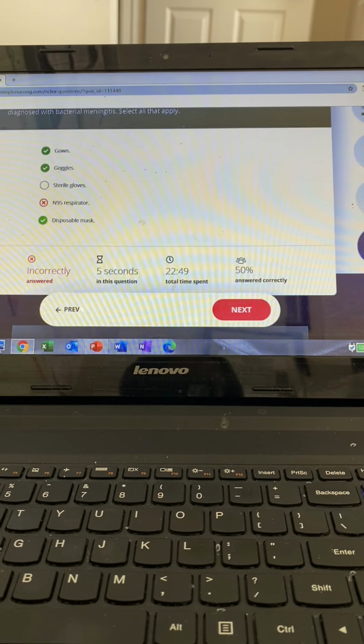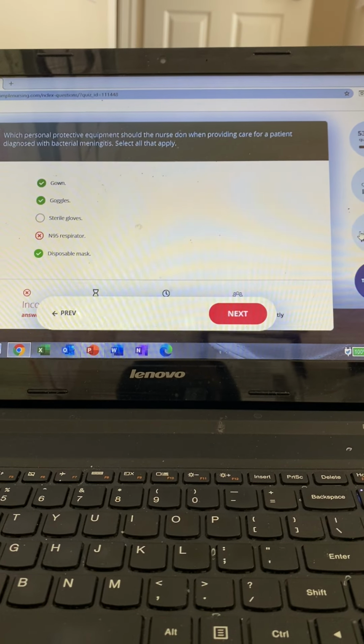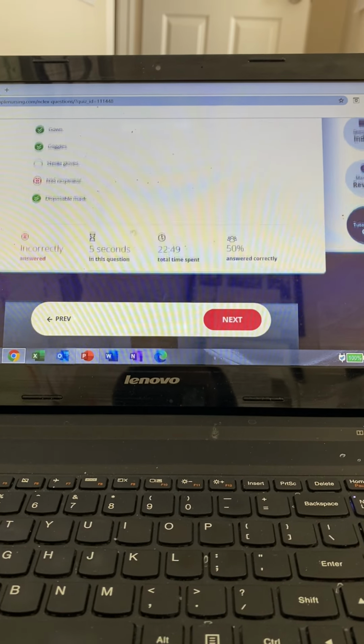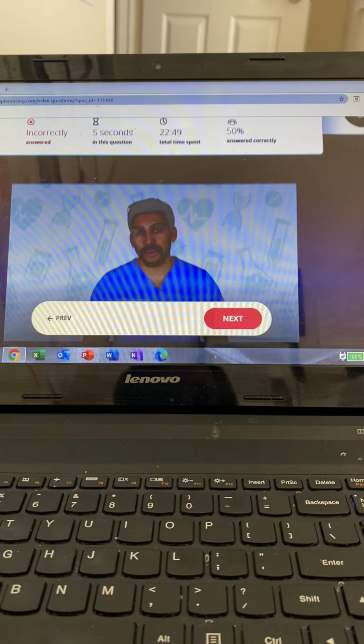Now option 5 is correct here. You definitely need a mask that protects the mouth and nose from those respiratory secretions with that droplet precaution.